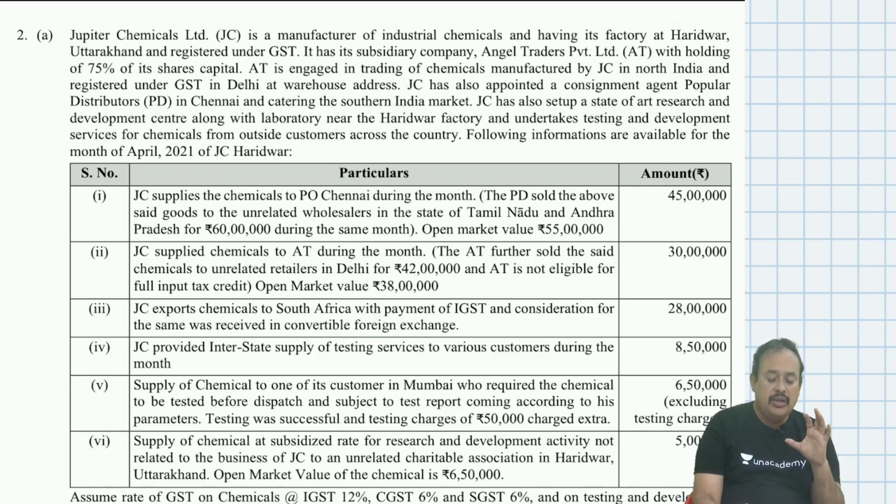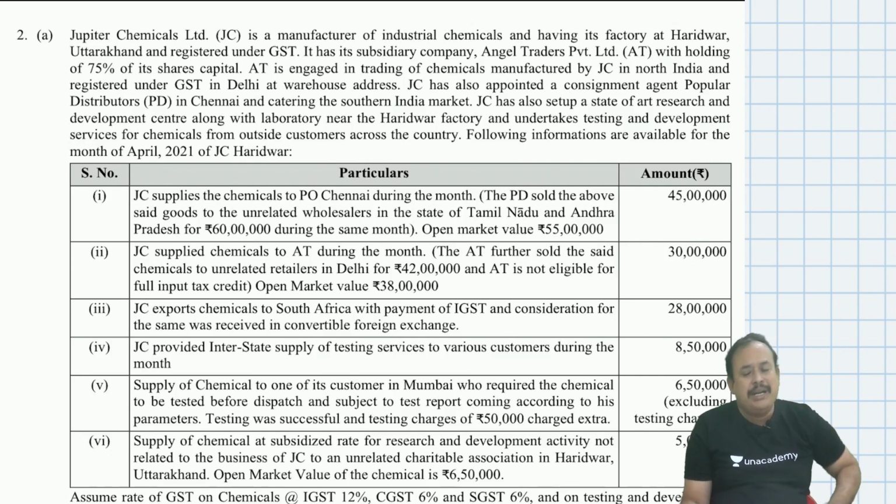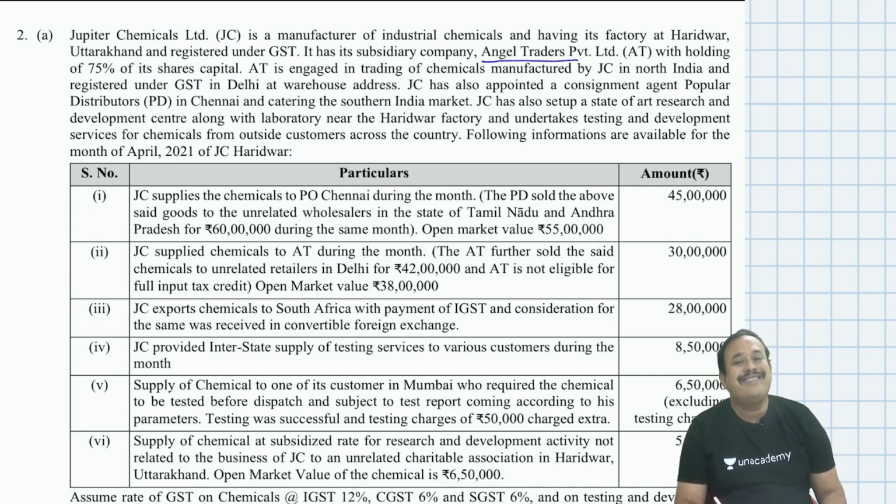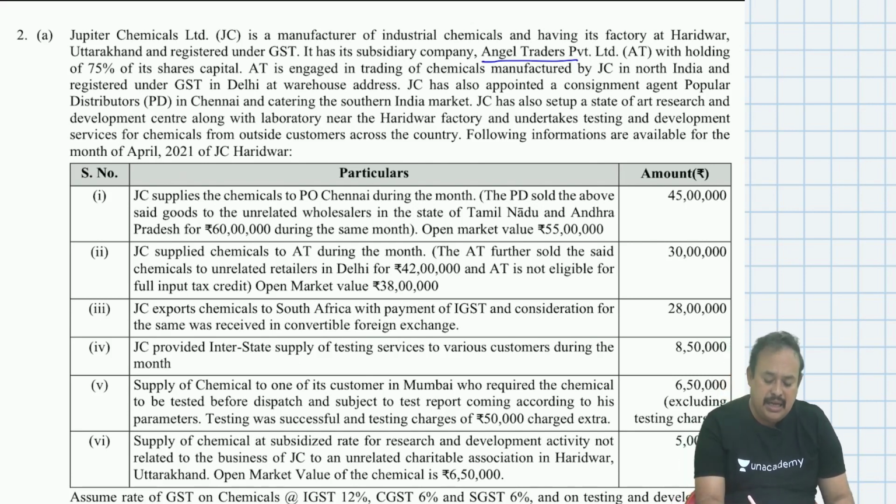Here, first and foremost, Jupiter Chemicals and Angel Traders are related parties. 75% is there holding subsidiary company concept. 25% sufficient to consider. So, my dear friends, here JC and AT are related parties.